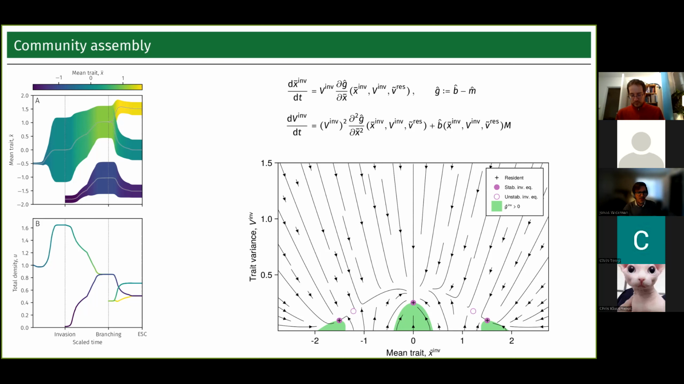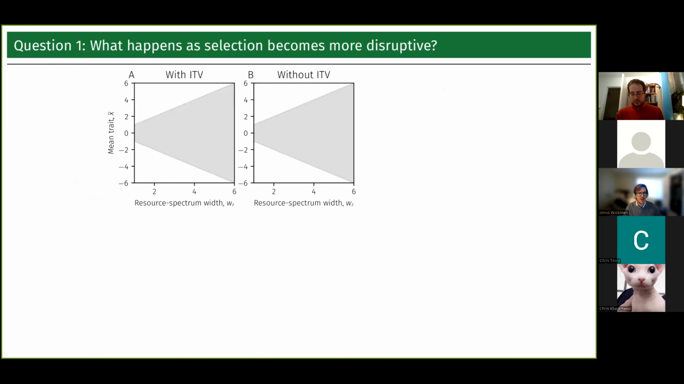Okay, so now we have all of this mathematical machinery. We can try to put it to use to answer these two questions that we posed in the beginning. The first one is, what happens as the environment induces more disruptive selection? The way we're going to do this is we're going to take our Lotka-Volterra model and assemble stable communities for a range of resource spectrum widths.